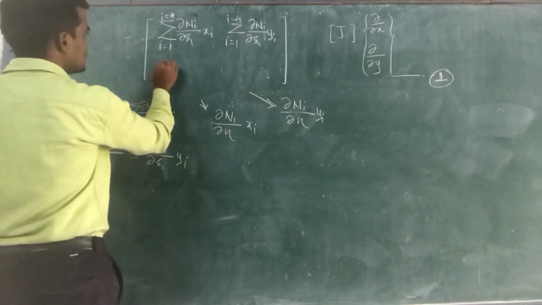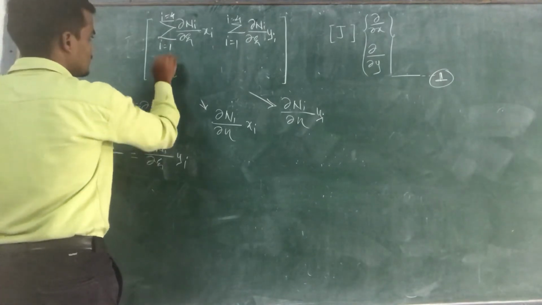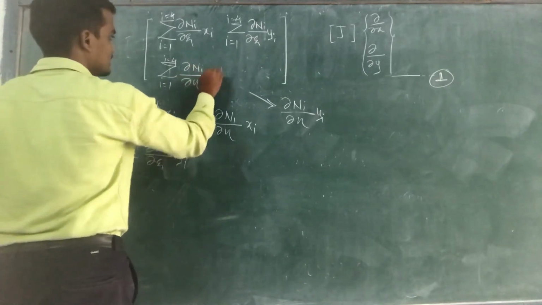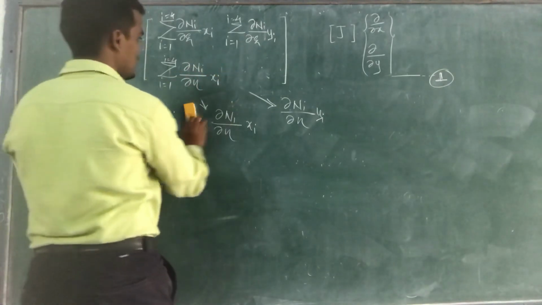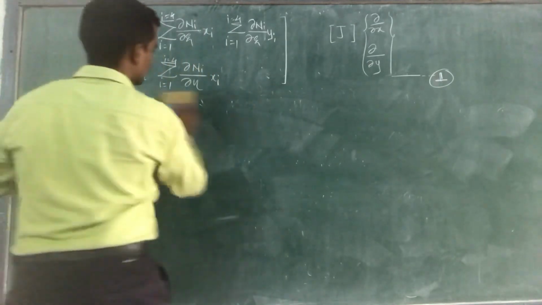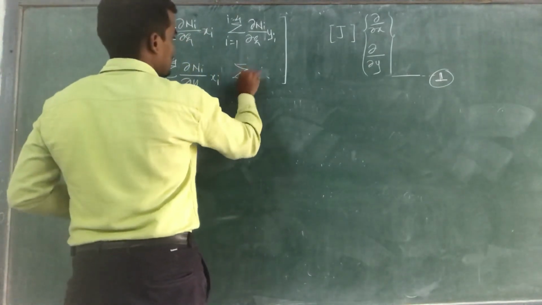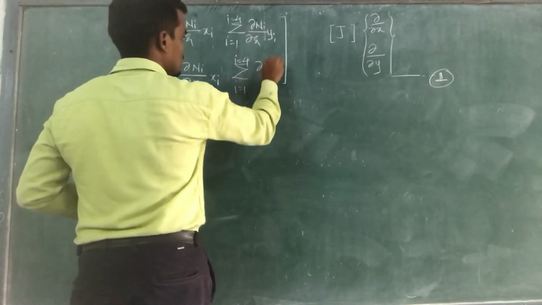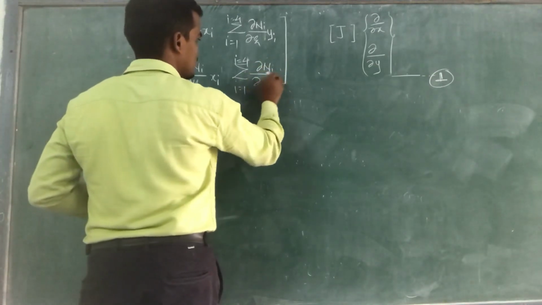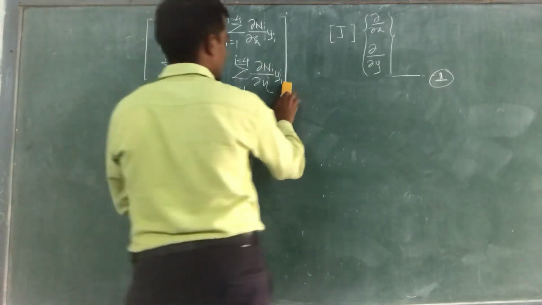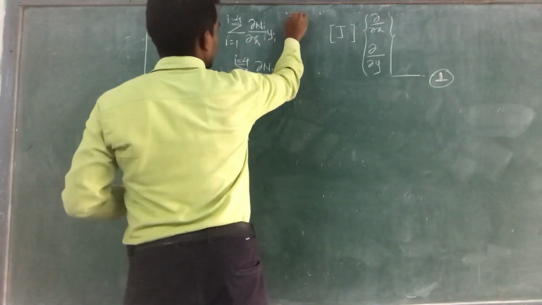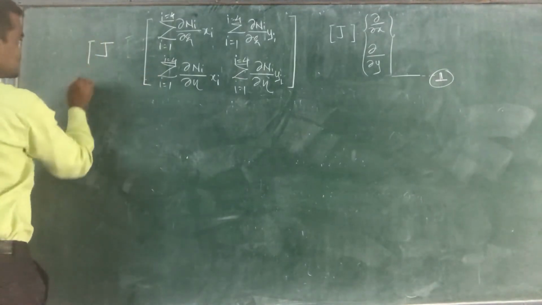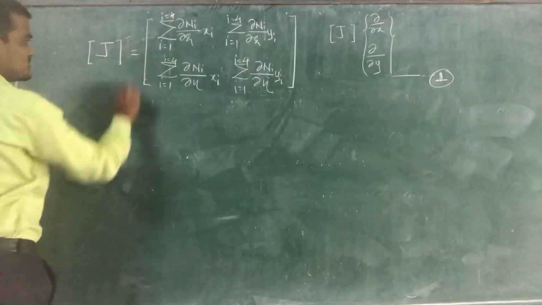Then the third term is summation of i equal to 1 to 4 of ∂Ni with respect to η times xi, right? Finally the last is summation of i equal to 1 to 4 of ∂Ni/∂η into yi. So in this way you can write, or you will get, this Jacobian matrix J.